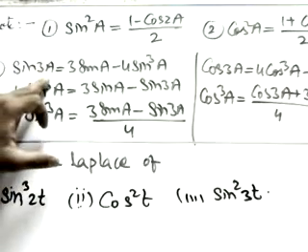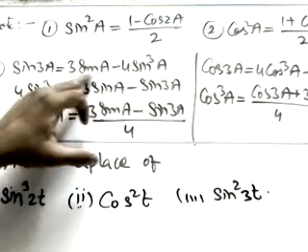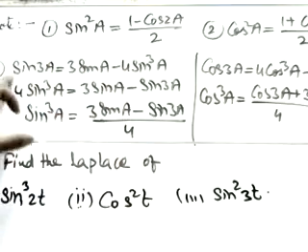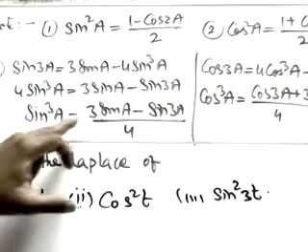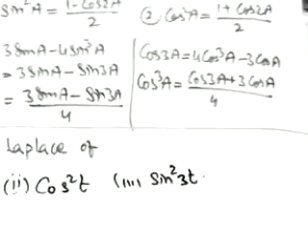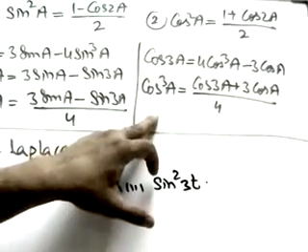If you get sin cube a, you have to derive this formula from sin 3a. Sin 3a is 3 sin a minus 4 sin cube a. This minus you bring to the other side, it will be plus. You bring this here, it will be minus. So bring this 4 here. So sin cube a equals 3 sin a minus sin 3a by 4. In the same way, if you get cos cube a, you derive it from the corresponding formula.